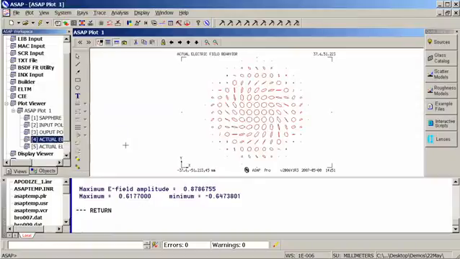And we can look at the electric field behavior. And again, we see somewhat of a circular electric field, linear in some positions, as a function of the incident angle of the energy when it struck the dome.